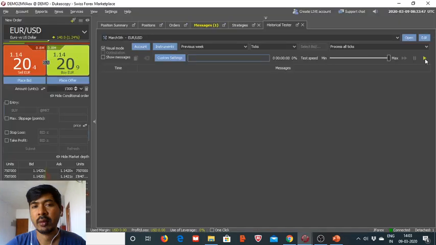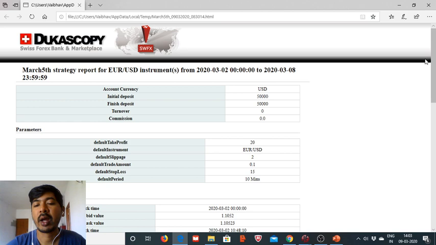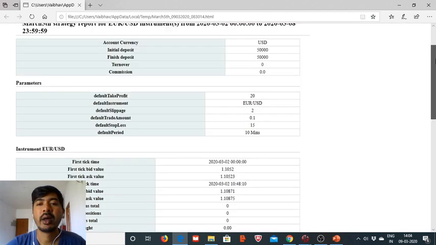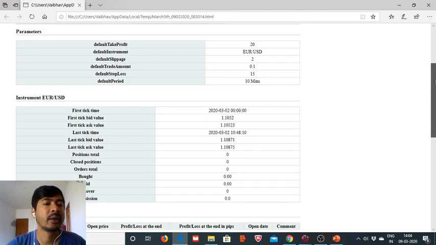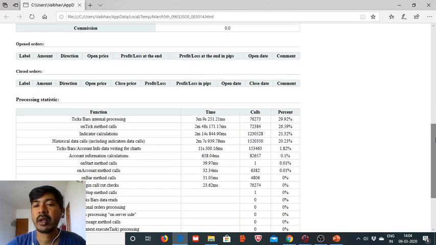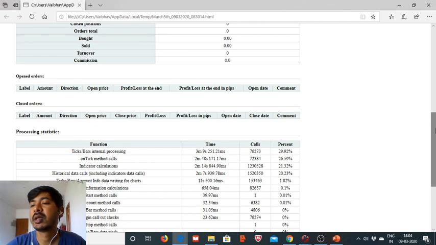No trade was executed for whatever time we were able to do the test run, maybe a couple of hours, 10 hours, and the equity and the other parameters almost remained unchanged.